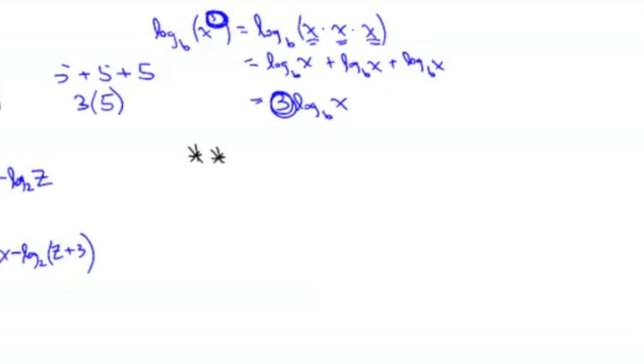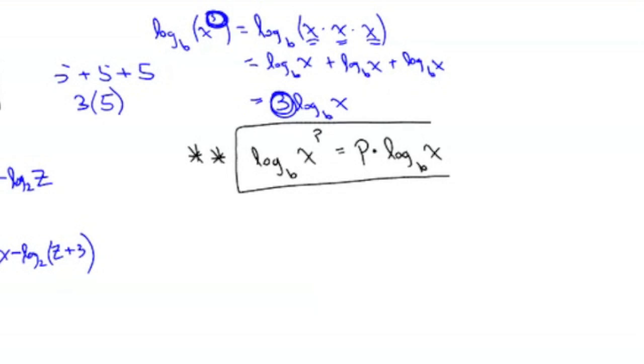So the last law of logarithms, the most important one, is this. Log base b of x to some power is equal to that power times the log base b of x. That one is super important. That one will solve so many equations.